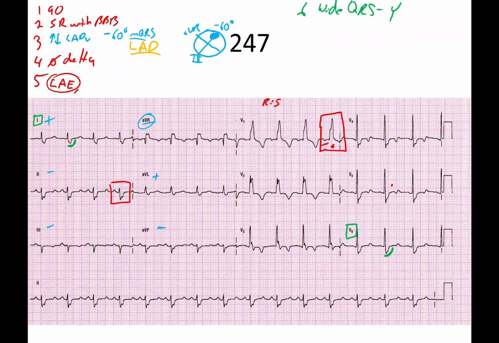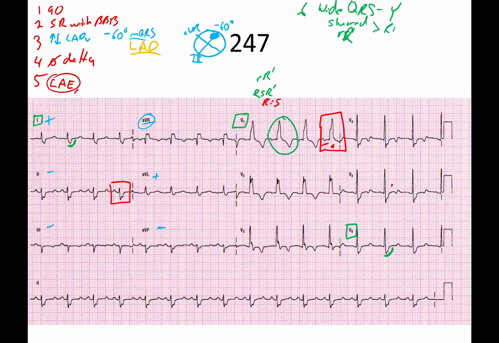And then our final check is going to be in V1, and we're going to look for the RSR prime pattern. And it looks like we don't quite have the S, but we definitely have the R prime, where the second R wave is larger than the first. So at that point, I would say that this really kind of wraps that up, and we can say that we have slurred S waves and R prime pattern.